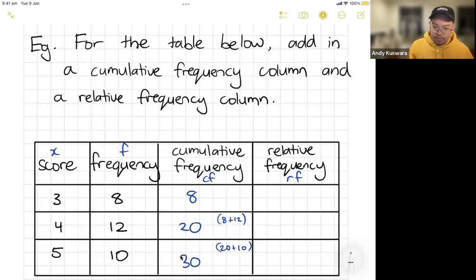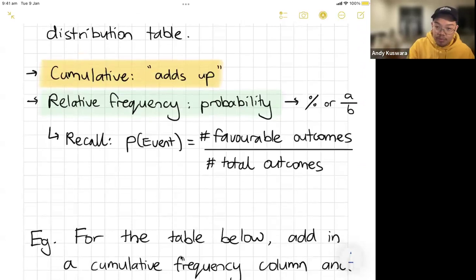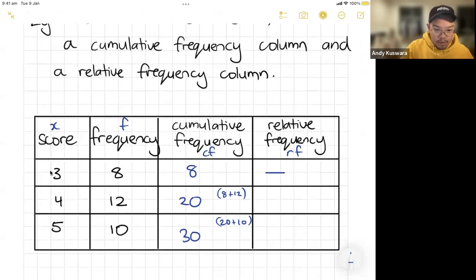Now, relative frequency, remember, it's just going to be your probability. For these ones, I'm going to keep them as fractions. Relative frequency is, again, favorable over total. If I've got a score of 3, how often am I going to get this score of 3? Well, I'm going to get it 8 out of a total of how many times? I know altogether there was 30 times. So that would be 8 out of 30, and you can definitely simplify this to 4 on 25. You can change that to a percent, but I'm happy to keep that as a fraction.